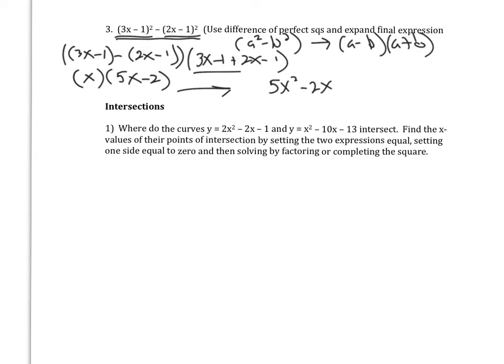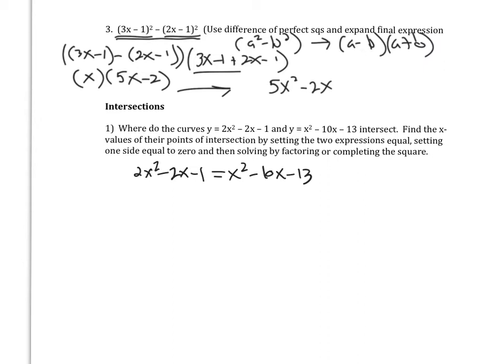And that's a lot easier than expanding it first and then factoring. Okay, where do these curves intersect? The way we find that out is by setting them equal to each other, because we're going to look for the point or points that satisfy both equations, so we want to find out where 2x squared minus 2x minus 1 is equal to x squared minus 10x minus 13. Then once we have our x's, we can figure out what our y's would be.